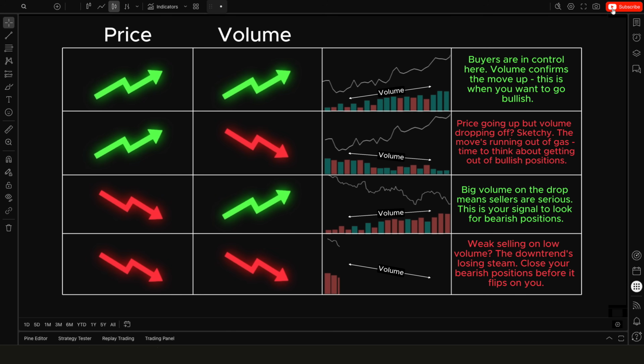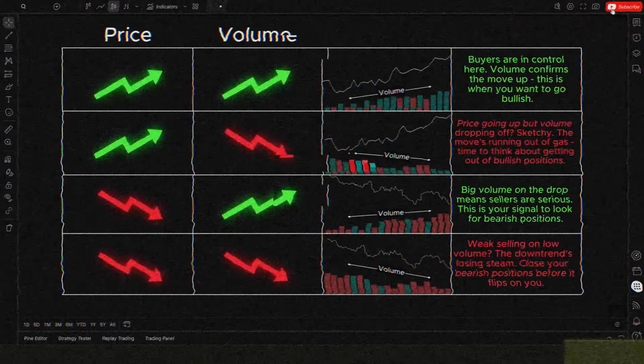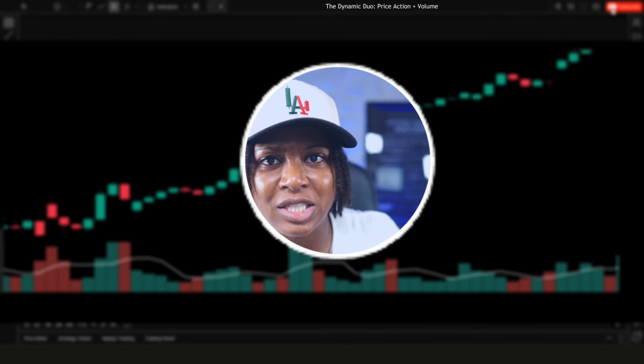But if the price is falling and the volume is also dropping, then that means that selling pressure is starting to die off. So the downtrend is weak and it could reverse. So instead of chasing the move down, wait for confirmation before taking any trades. Volume either confirms the move or it warns you when it's not real. That volume has to match the price action.